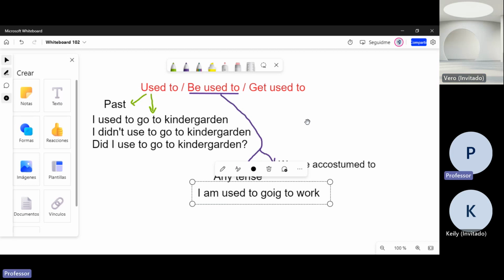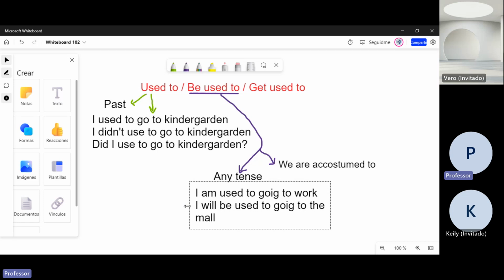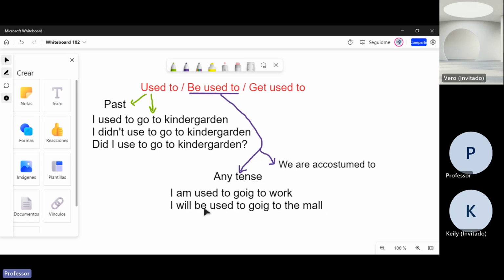Now, as I said, we can use it in any tense, okay? Not necessarily in present or past, etc. So if I wanted to say this in future, for example, I'll say "I will be used to, I don't know, going to the mall." Maybe now in the present I don't go to the mall, but I know that in the future I will have to go. And I said "I will be used to going to the mall." Okay?